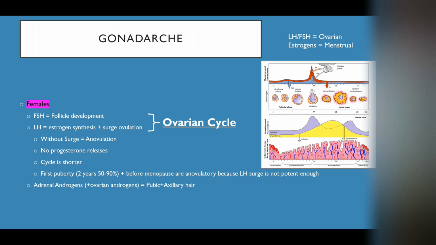When does anovulation happen? Like, let's say, physiologically, when to expect it? Physiologically, before menopause and during the first 2 years of puberty. 50 to 90% of the cycles in the beginning of puberty are anovulatory.